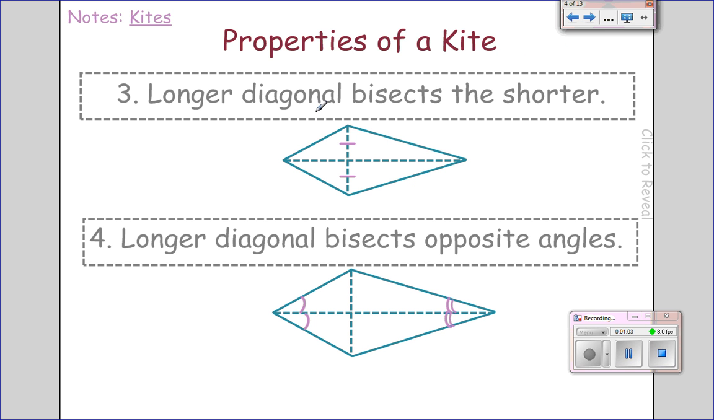Third property of a kite, the longer diagonal bisects the shorter diagonal. So the longer one will cut the smaller one in half. This does not mean that the longer one's cut in half. It only means that the shorter one is cut in half by the longer diagonal. And finally, that long diagonal will also bisect the opposite angles. So it'll bisect the angles that it goes through. So the longer diagonal bisects the side and bisects the angles that it cuts.